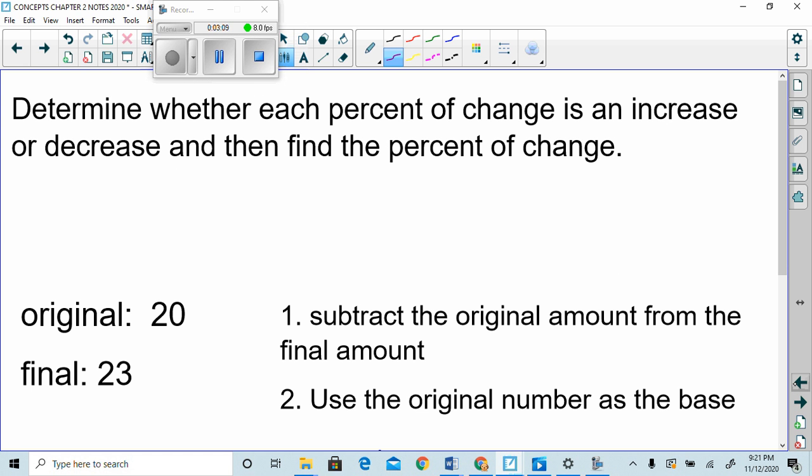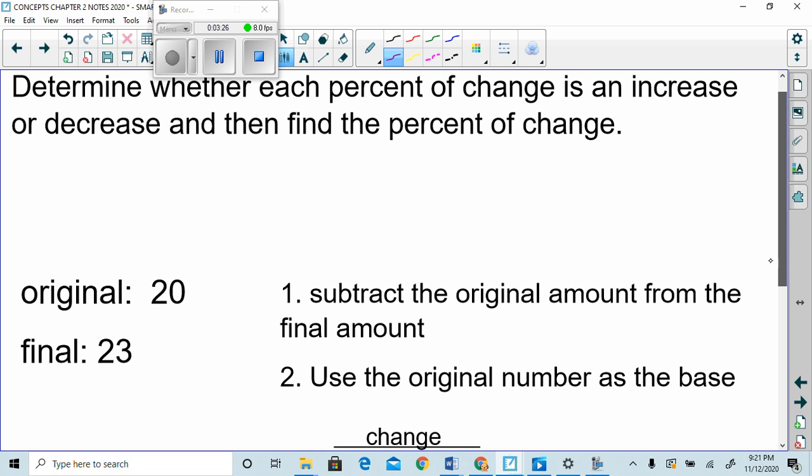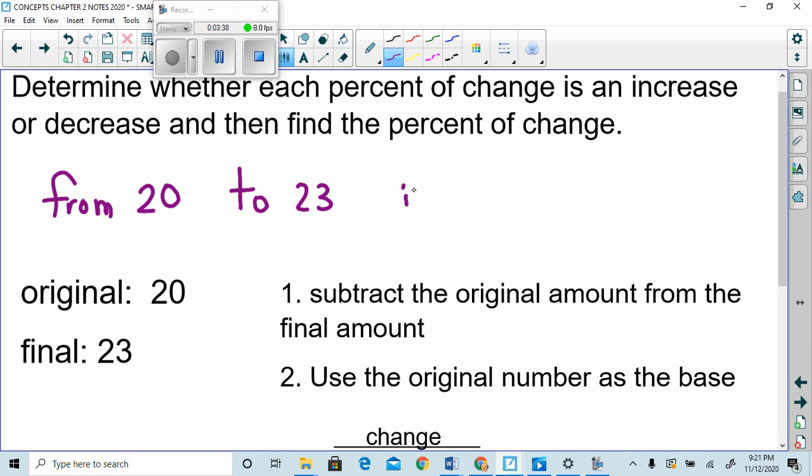So we're going to determine whether each percent of change is an increase or decrease, and then find what that percent is. So I'm going to start with an original amount of 20 and a final amount of 23. So if I'm going from 20 to 23, that is a percent increase. The numbers are going up. So from 20 to 23 is an increase.